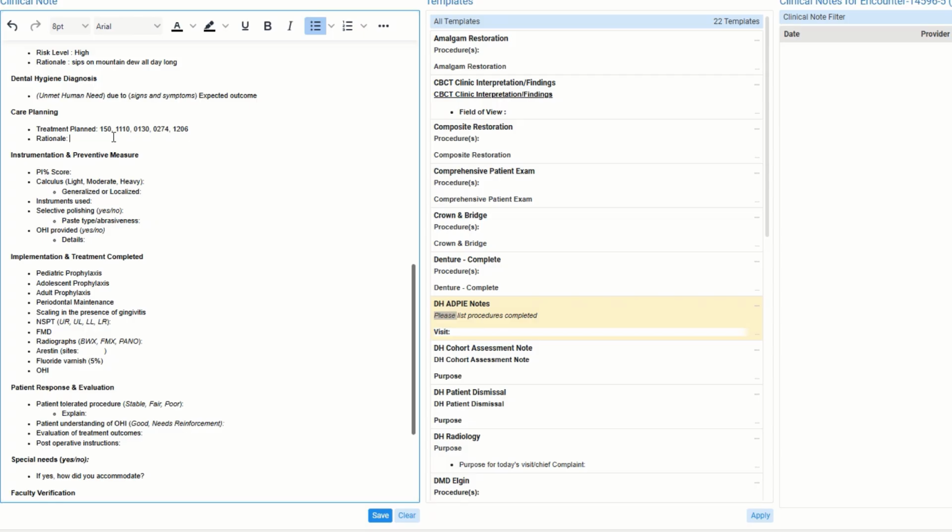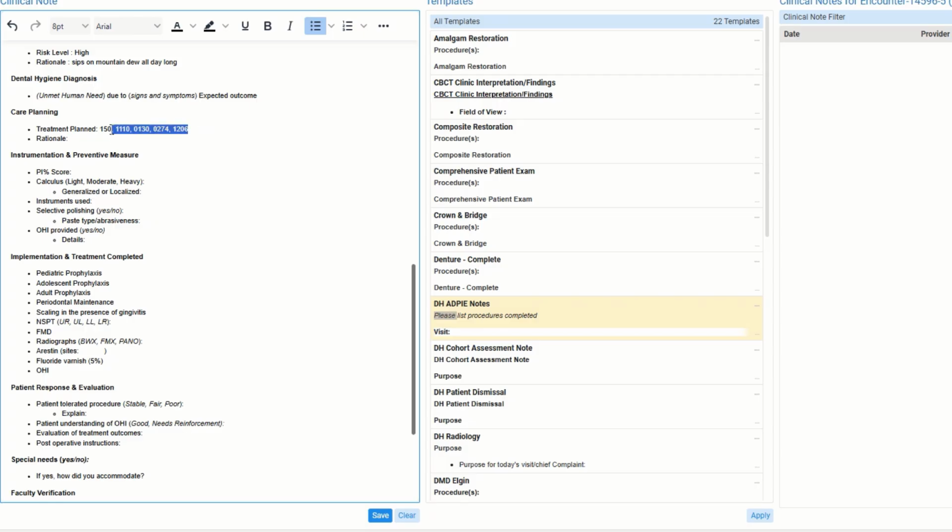So you're doing a comprehensive exam because it's been more than a year since they've seen a dentist. We're doing a cleaning because the patient needs a routine prophylaxis. We're doing oral hygiene instructions to educate the patient. We're doing 4 bite wings because they're due. It's been over a year since their last x-rays. And we're doing fluoride because they're a high caries risk.